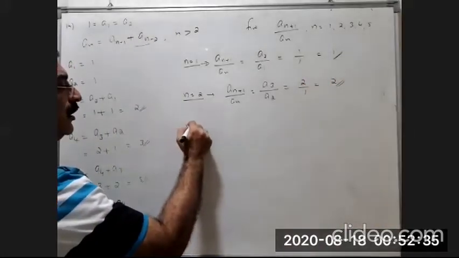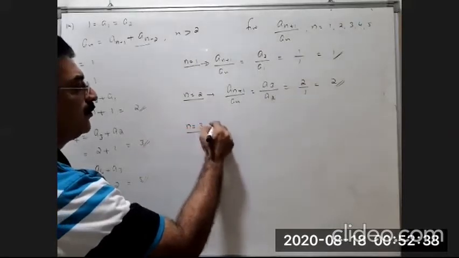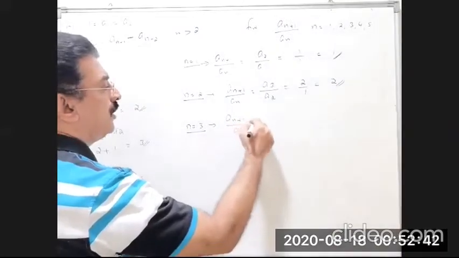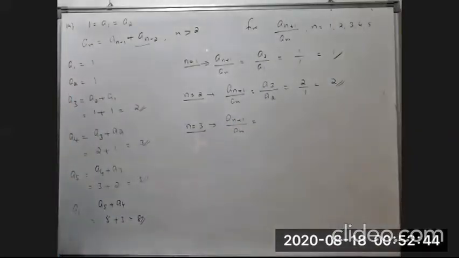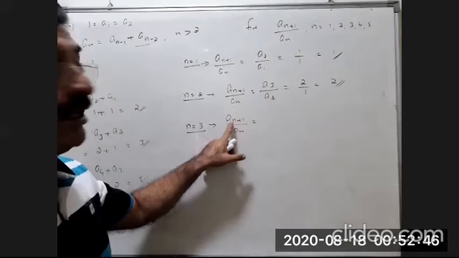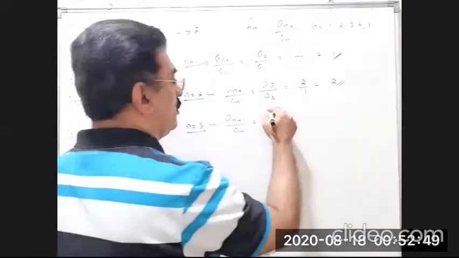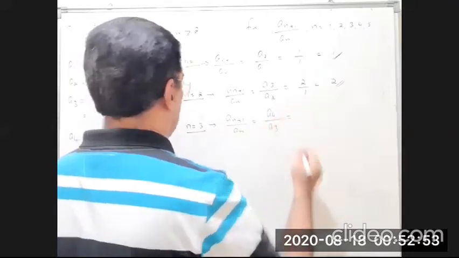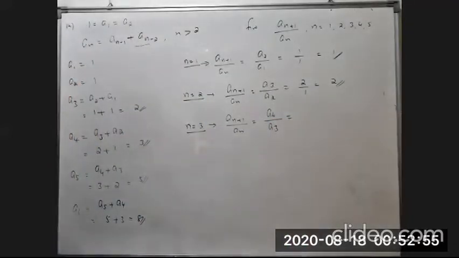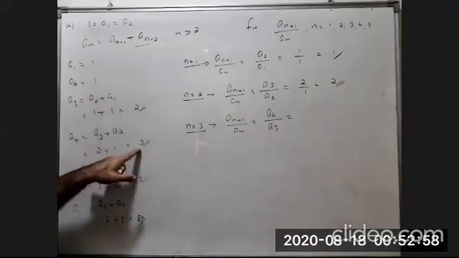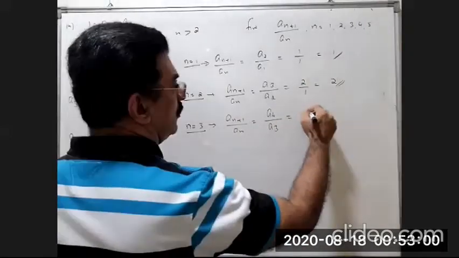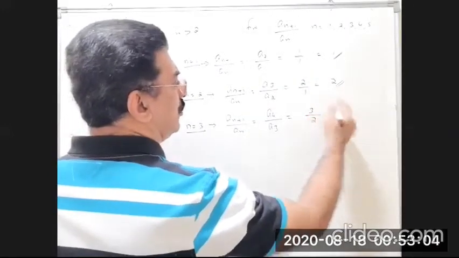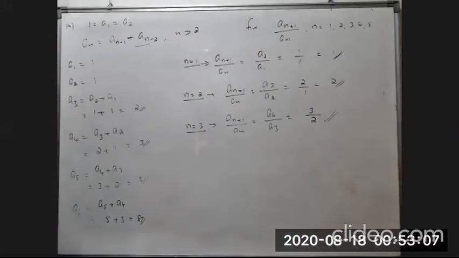Now, if n is 3, our an plus 1 by an becomes, if n is 3, 3 plus 1, 4. a4 by a3. a4, the fourth term, 3 by a3 is 2. Cannot be simplified further. Give it as a fraction. 3 by 2.